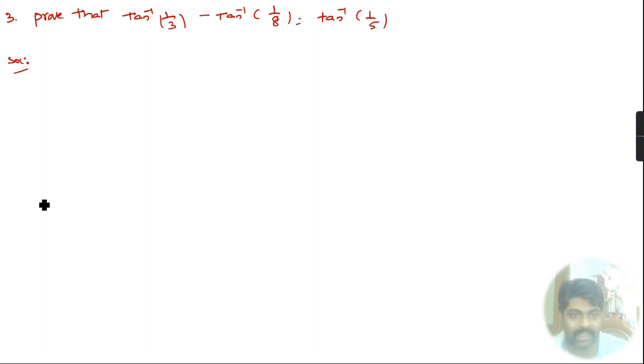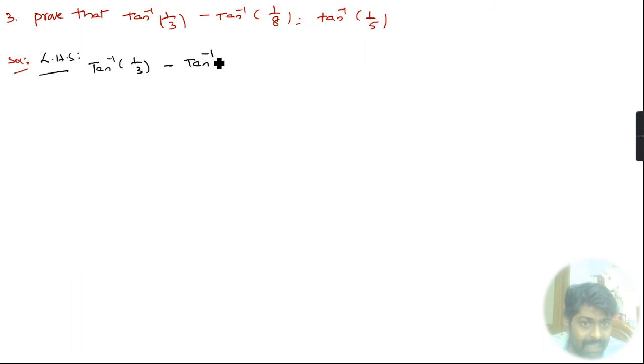So the next question is, prove that tan inverse of 1 by 3 minus tan inverse of 1 by 8 is equal to tan inverse of 1 by 5. So first, the given LHS is equal to tan inverse of 1 by 3 minus tan inverse of 1 by 8.